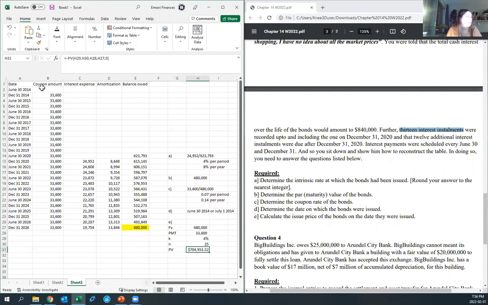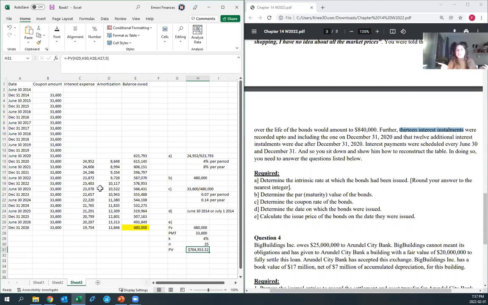So there's another one I did last semester, another similar question to that, but with different numbers. If you want to go check it out, it's great practice, and you're able to really understand the links between all the amounts in your amortization table.